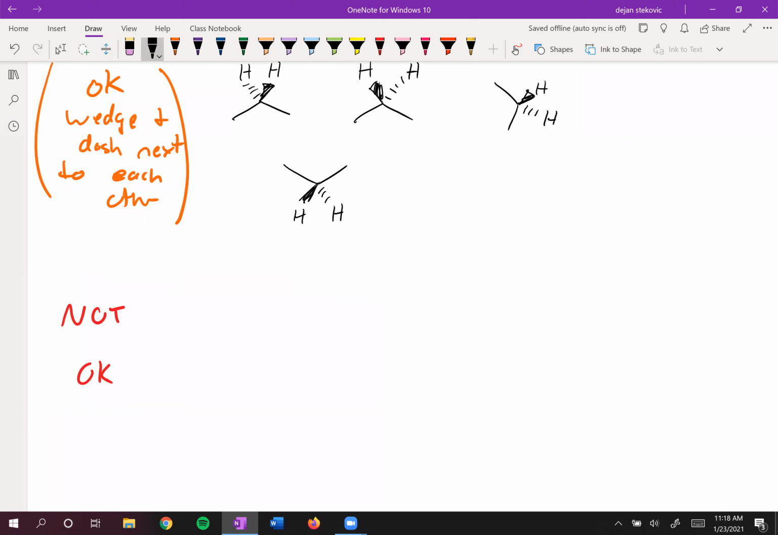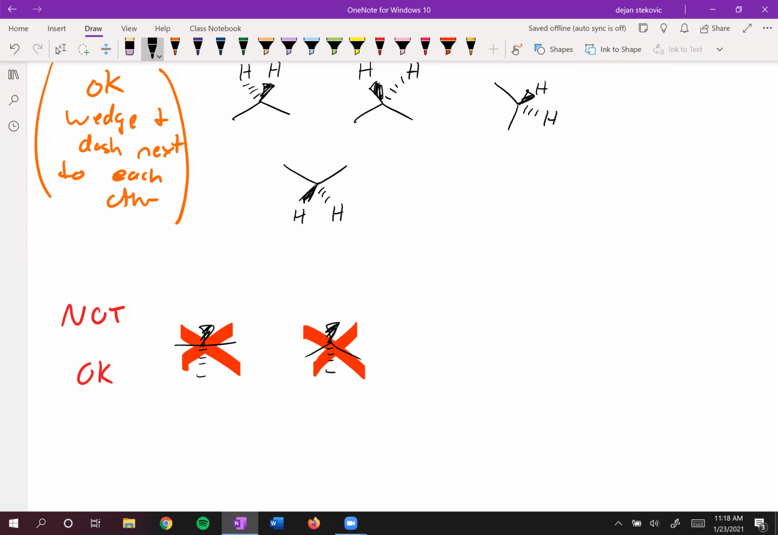What's not okay is to not have the wedge and the dash next to each other. So for example, something like this, right? This wedge and the dash are not next to each other. There's a regular line in between them. So that's not okay. Same with maybe something like this. Again, that's not okay because the wedge and the dash are not next to each other.